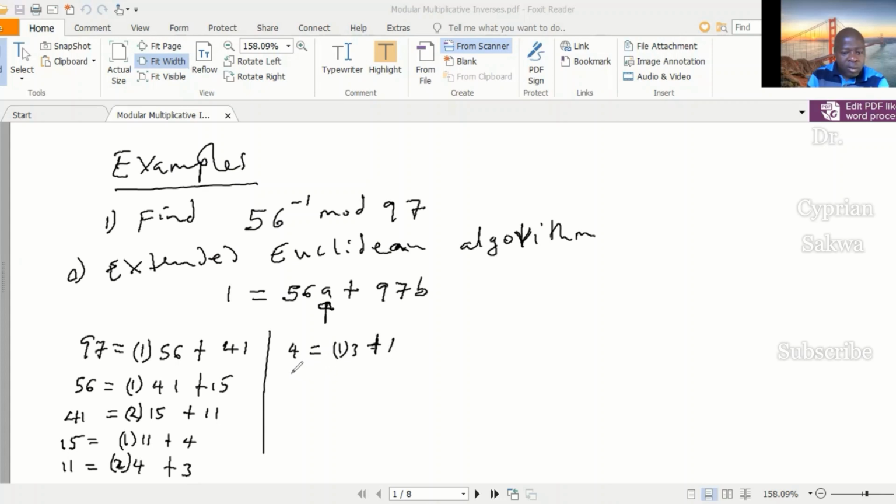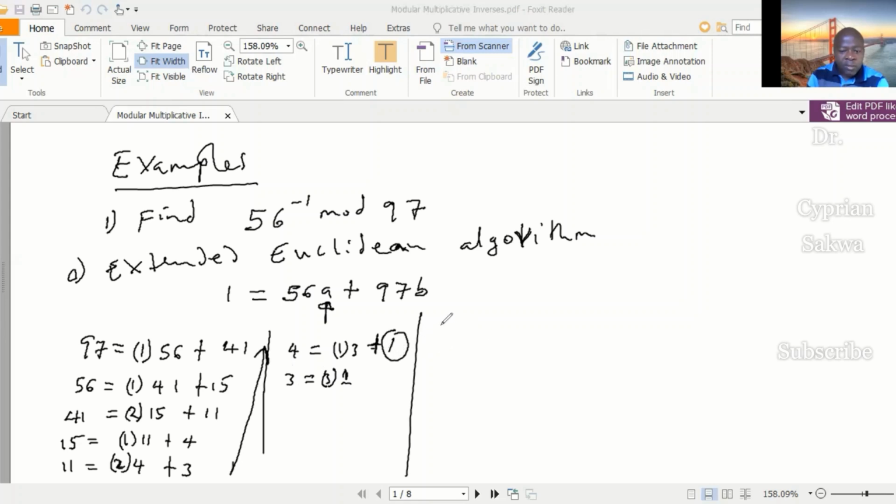And 1 goes into 3 how many times? 1 goes into 3 three times. And the remainder is 0. That means 1 is the GCD. 1 is the GCD of 56 and 97. So we want to reverse these equations, make this one the subject and reverse going up. Substitute going up.